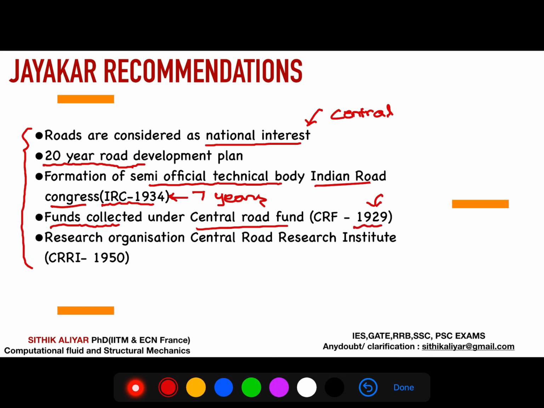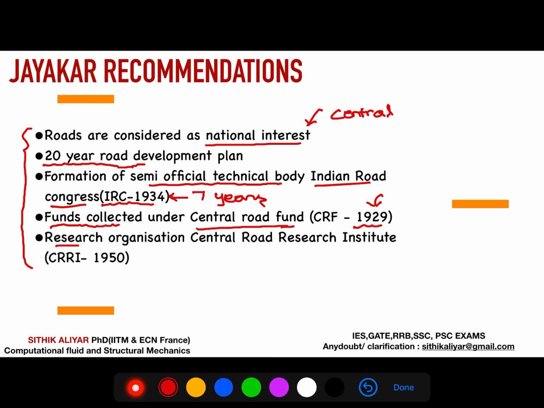Similarly, in 1929, I think they were collecting 20 paise to 25 paise per liter. So this is how the Central Road Fund was formed. For everything, if you are paying license fees, LLR fees, everything, some portion of the money goes to the Central Road Fund, which is used for paying the people. Okay, paying the people who are working under the road.